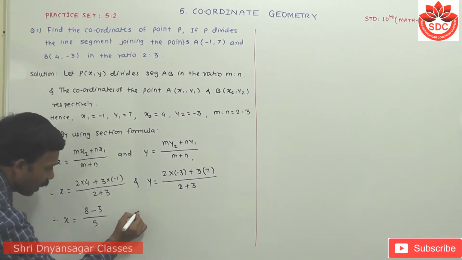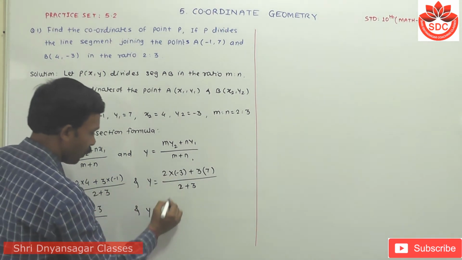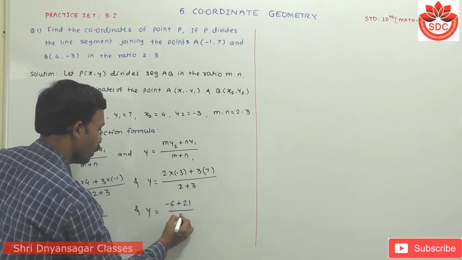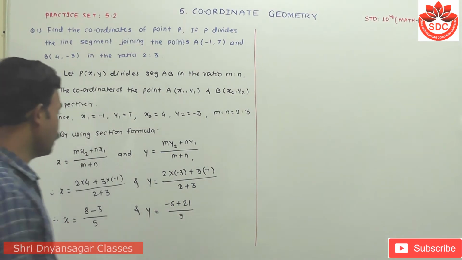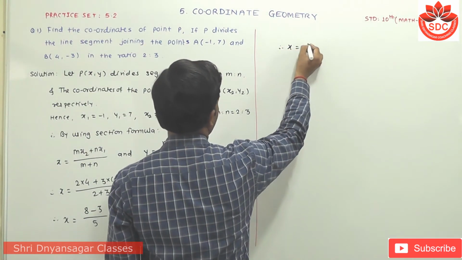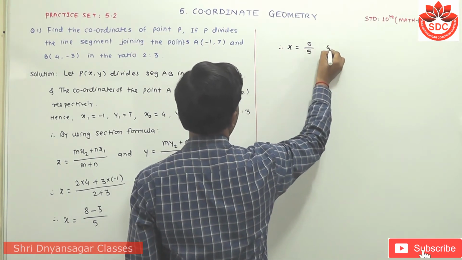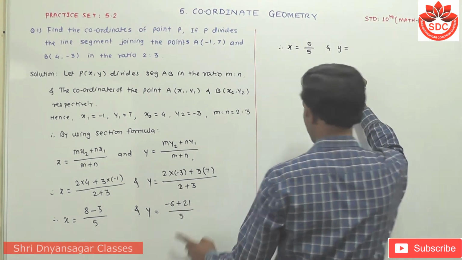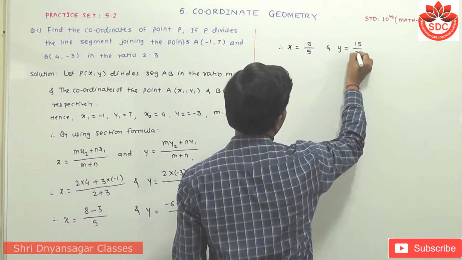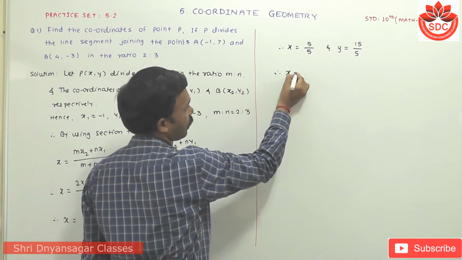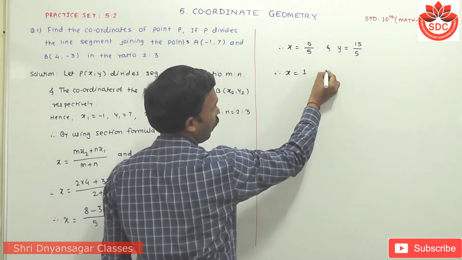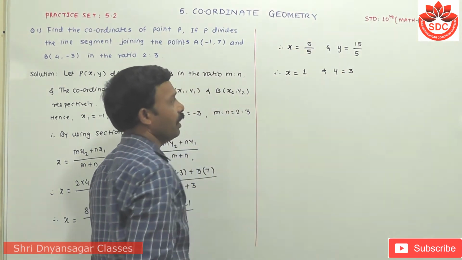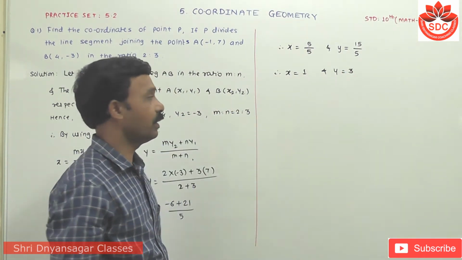upon 5, and y is equal to -6, 3 2s are -6 plus 21 upon 5. Then the subtraction is 5, that means x is equal to 5 upon 5 and y is equal to -6 plus 21 becomes 15 upon 5. Therefore x is equal to 5 upon 5, which means 1, and y is equal to 3. Therefore x has the value 1 and y has the value 3.